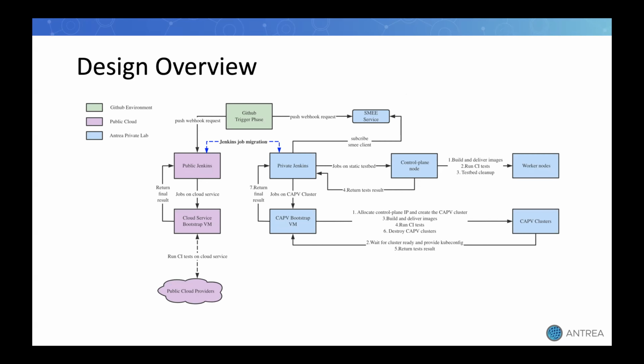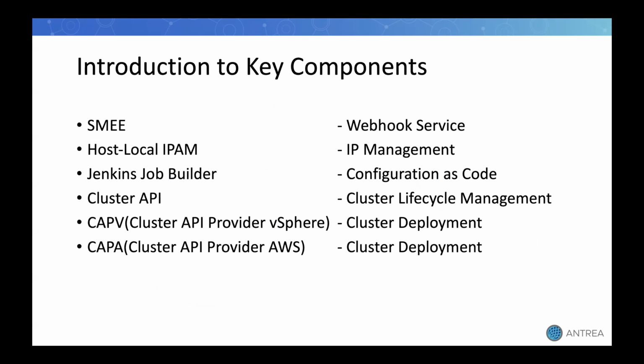Well, I understand that there are many components and you may have some questions about them. So we have an introduction to these key components to show their unique function and why we use them in our CI pipeline. On this topic, I will introduce Smee, the host-local plugin and Jenkins Job Builder, and Zhengsheng will cover the Cluster API, CAPV, and CAPA topics. So let's start with the Smee service.